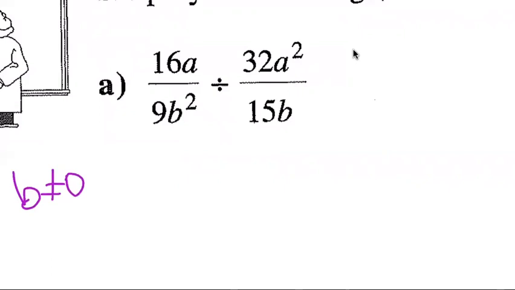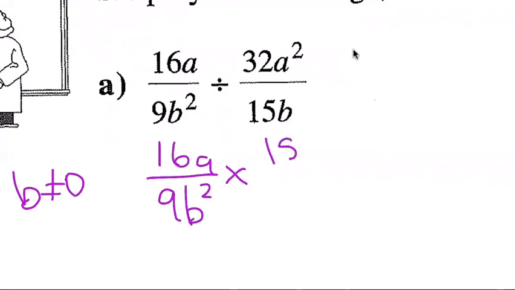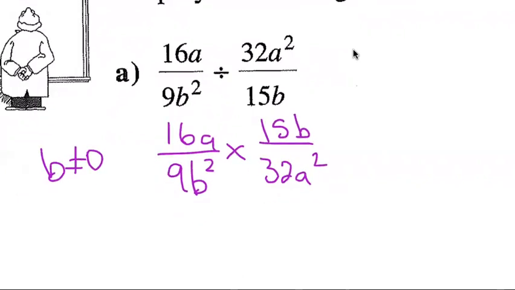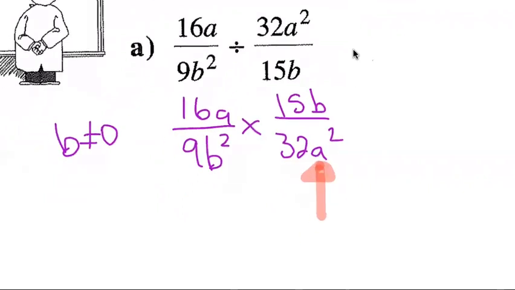We're dividing, so we're going to change that to multiplication. So 16a over 9b squared times 15b over 32a squared. But this leads to this a now being in the denominator of my fraction, which is now going to give me a new non-permissible value. So whenever we flip that fraction, we have to include any variables that end up in the denominator of the fraction.